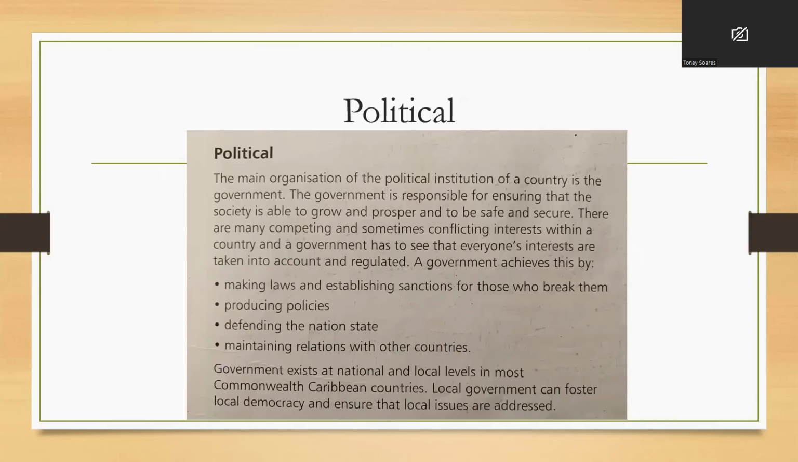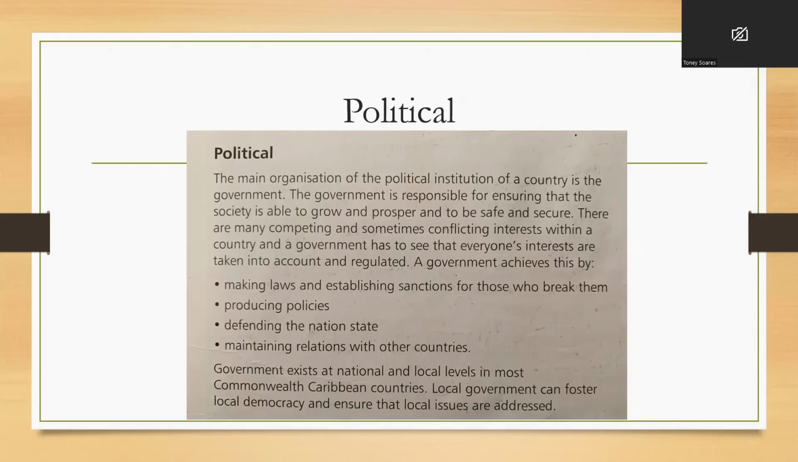You understand? So the government does this through creating laws and establishing sanctions if those laws are broken, producing policies, and a policy is a plan of action that the government hopes to achieve, like building schools, fixing roads, putting in proper infrastructure, etc. Defending the nation state, so people can't just run in on the country like that. There's some sort of defense that is in place.